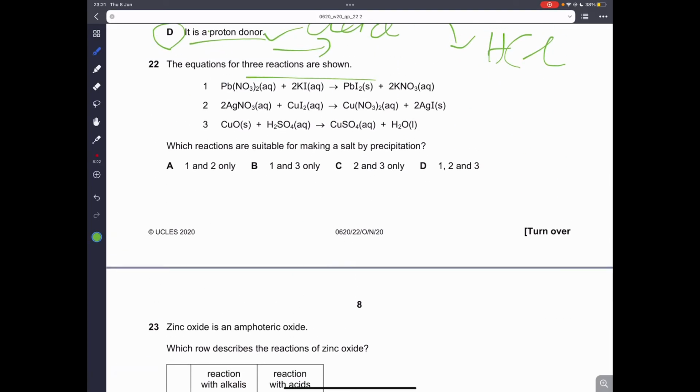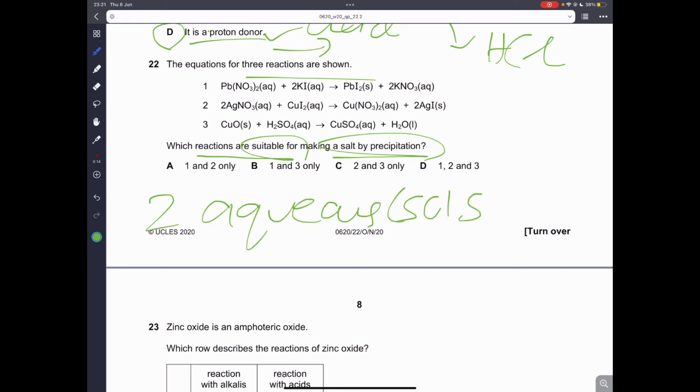Question 22. The equations for 3 reactions are shown. Which reactions are suitable for making a salt by precipitation? Remember, for precipitation, you need 2 aqueous salts or 2 soluble salts.